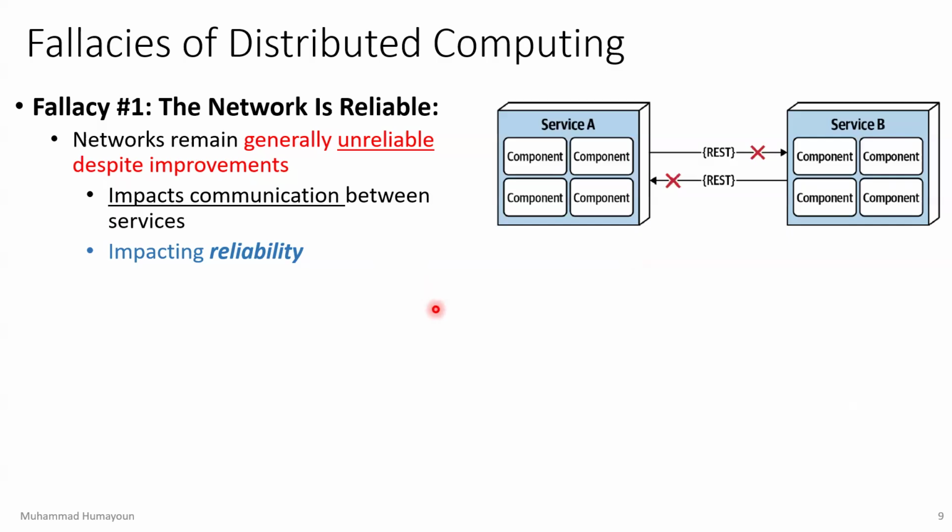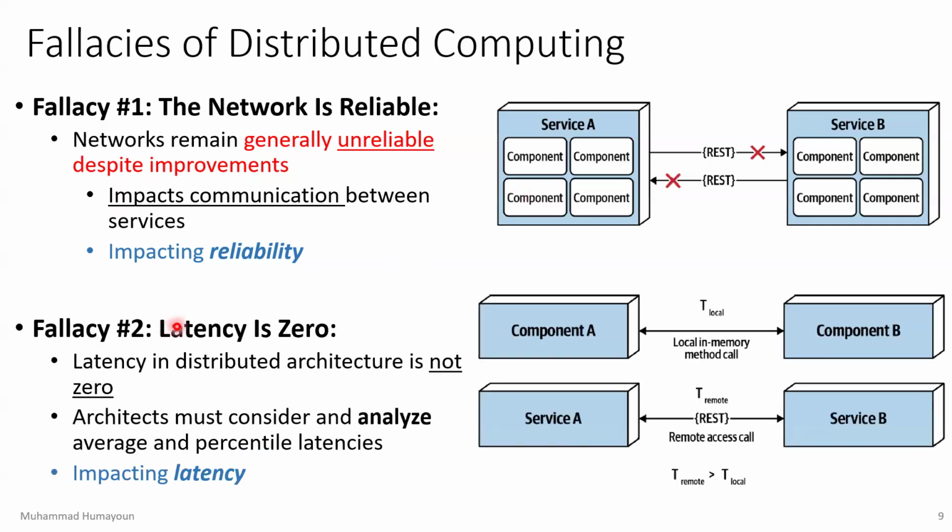So it impacts communication between services and it impacts reliability. Once the service is down, then reliability is impacted. Usually you can think of two services connected with each other over a distributed setting, doing REST calls and fetching the data from each other. And when the network is down, both services cannot talk to each other. So the first fallacy is that the network is reliable. Yeah, it is true most of the time, but when it is down, everything shuts down.